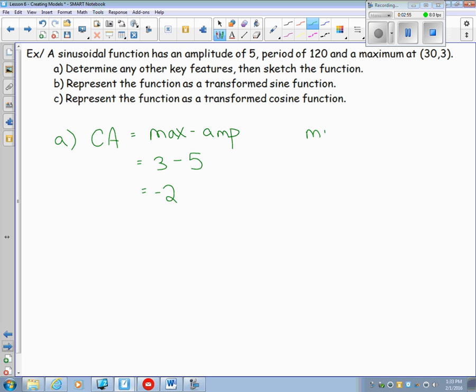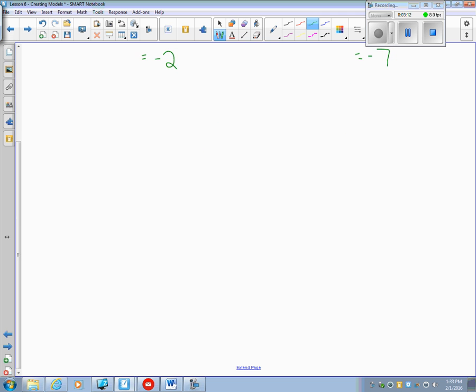Well, now that I know that, can I find the minimum? I think I probably could. My central axis minus the amplitude. So our central axis we just said was -2. We subtract the amplitude of 5, and my minimum is -7. Now I kind of have all the important parts I need to make this sinusoidal function. So let's take a second here to draw one.